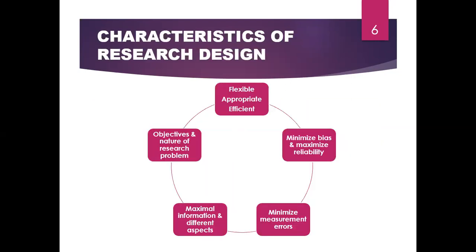Now, what are the characteristics of a research design? It should be flexible. The research design should be flexible, must be appropriate to the research problem, to the objectives, should be an efficient one. It should be tending to the holistic. For example, minimize the bias and maximize the reliability. The researcher to become intensively involved in the project. A good design should minimize the bias and maximize the reliability of the data to be collected.